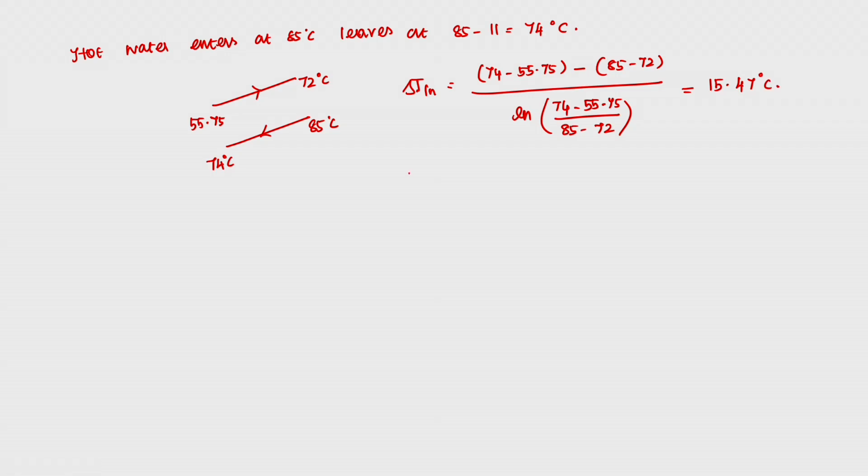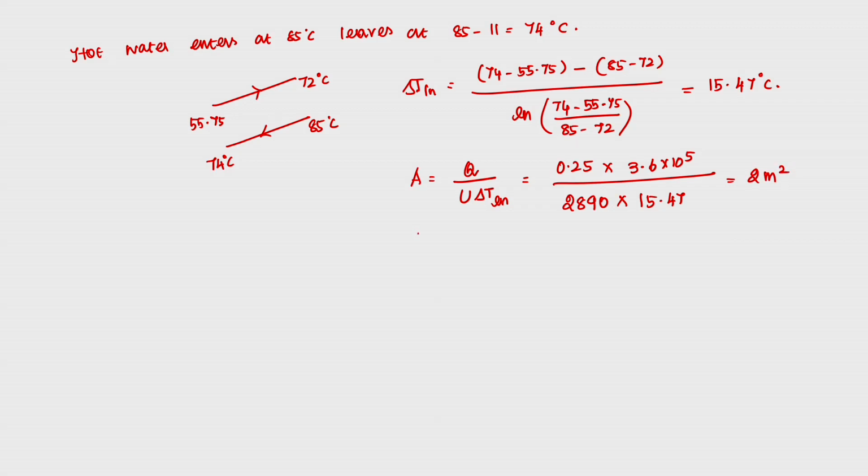So, we already know that A is nothing but Q upon U del T ln. Q is 0.25 into 3.6 into 10 to the power of 5, 25% of the total heat requirement. U is given for hot water as 2890 watt per meter squared Kelvin, and the logarithmic mean temperature difference is 15.47. So, your area comes around 2 meters square. So, the number of plates is 2 upon 0.79, which comes to approximately 3 plates.